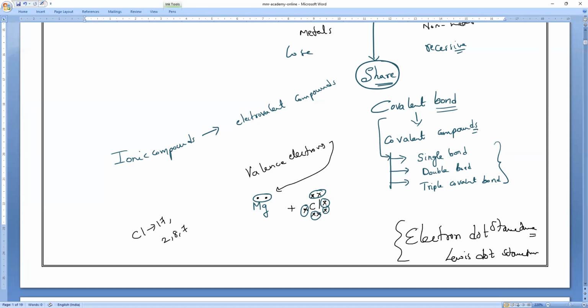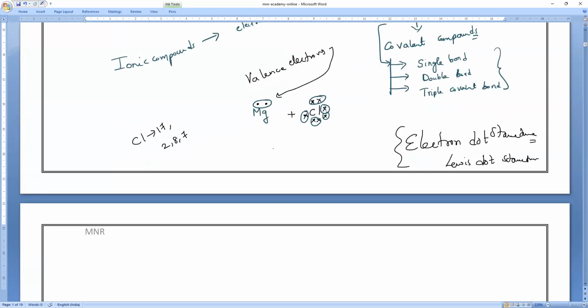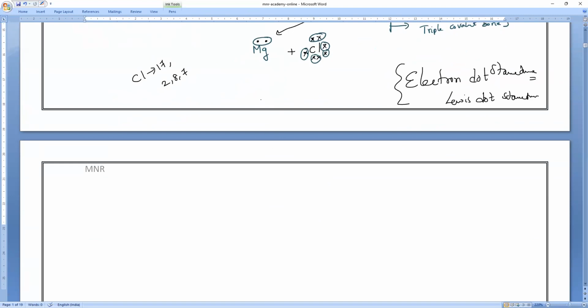So if you know this one, then it is very easy, we can finish the carbon compounds very, very simply. Extraction of metals, not only covalent bonds, ionic bonds, and as well as what is the electron dot structures. Please learn it and then we can come back to the chapter carbon and its compounds.